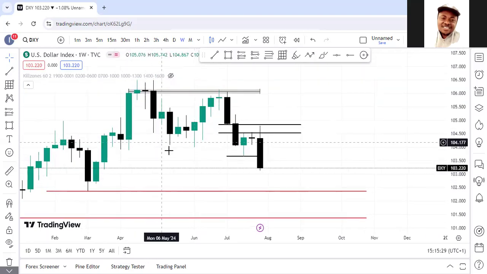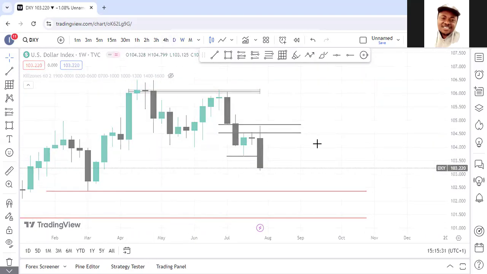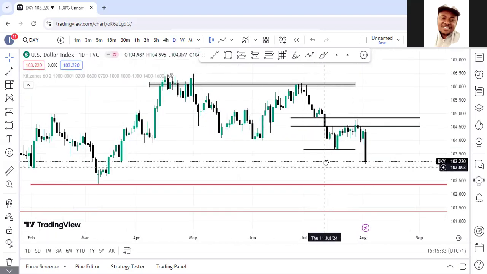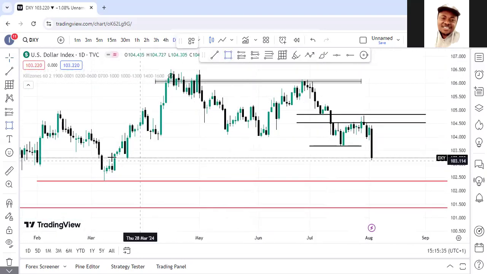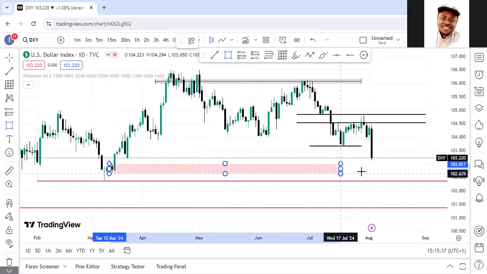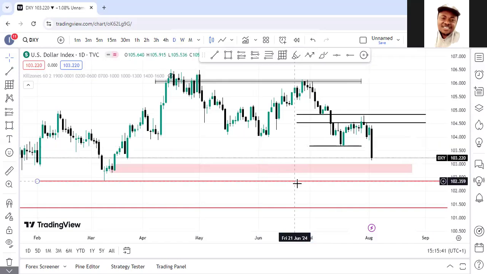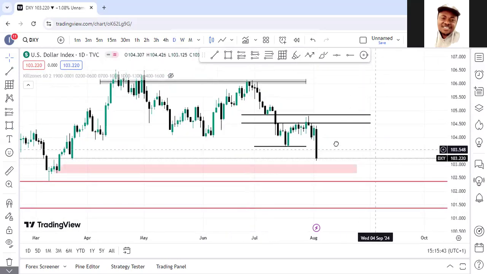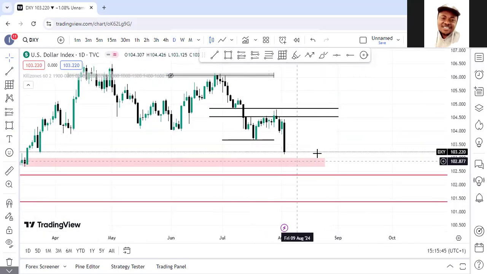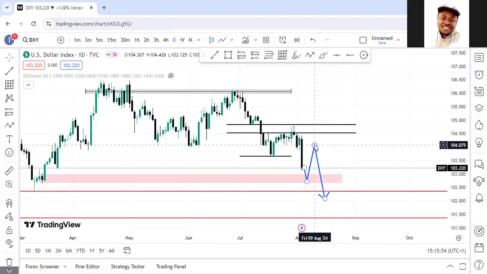So going into the daily time frame, what I can see here is this order block right here. This order block sitting above my draw on liquidity. So I'm expecting this order block to actually hold price a bit. So I'm expecting price to come into this order block and retrace back into this area before we can see the continuation of the trend.